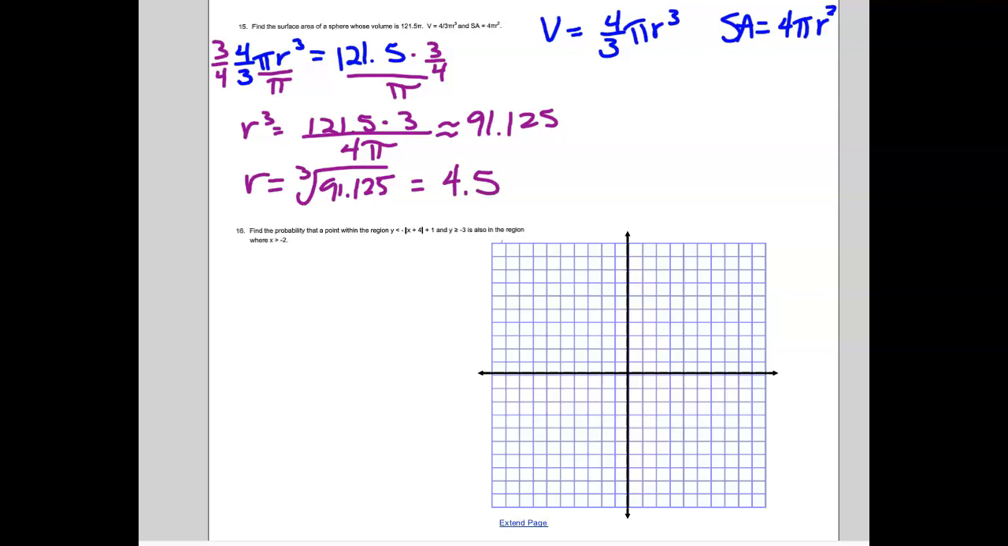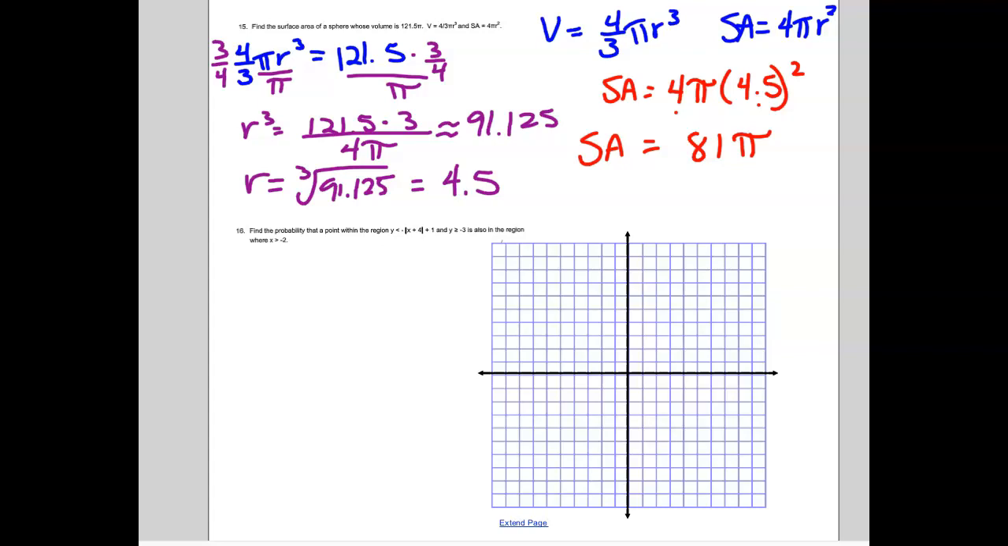Okay? Then we can find the surface area taking 4 times pi times our radius squared. So 4 times pi times 4.5 squared. Again, they want our answer left in terms of pi. So on our calculator, we're just going to do 4.5 squared times the 4, and we get 81 times pi for surface area.